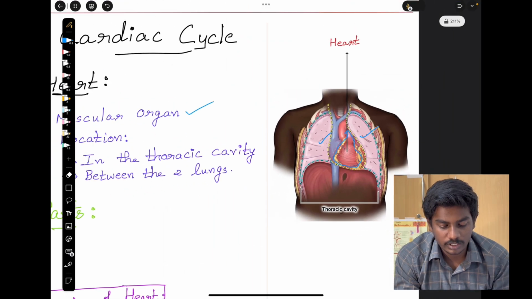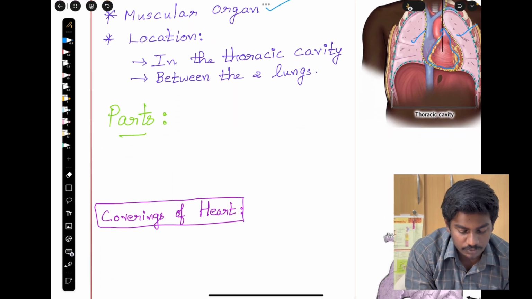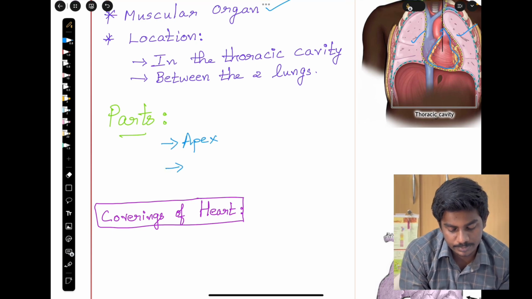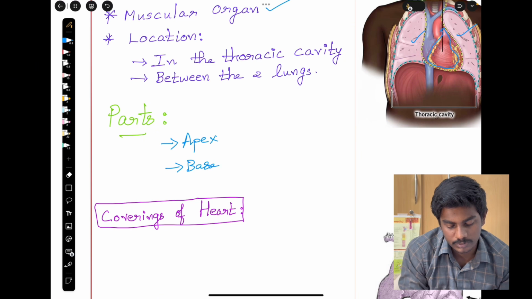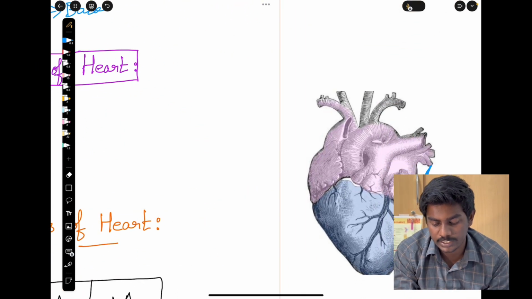Now we are going to see the parts of the heart. The heart consists of an apex and a base. So this is the apex of the heart, and this portion is called the base of the heart.